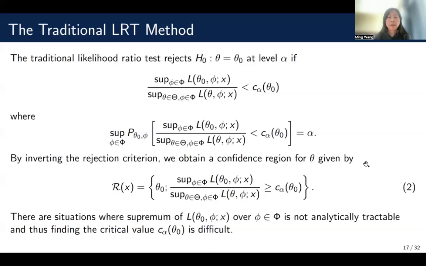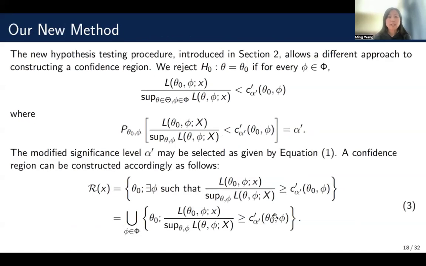So the traditional LRT method is described on this page. The confidence region can be found by equation 2. There are situations where the supremum of the likelihood over phi is not analytically tractable, and thus finding the critical value C alpha is difficult. Our new method, introduced in section 2, allows a different approach. So we construct the confidence region by equation 3.